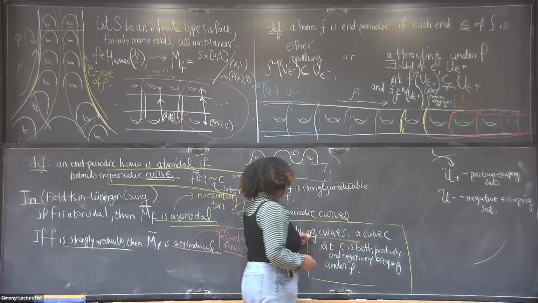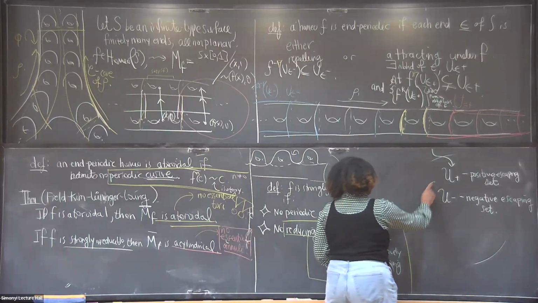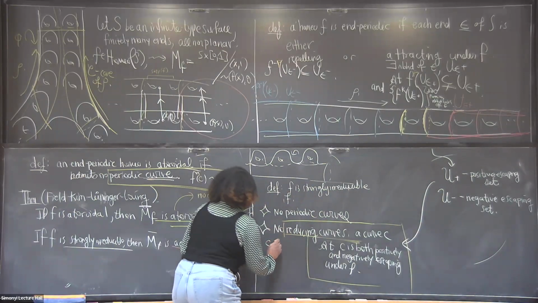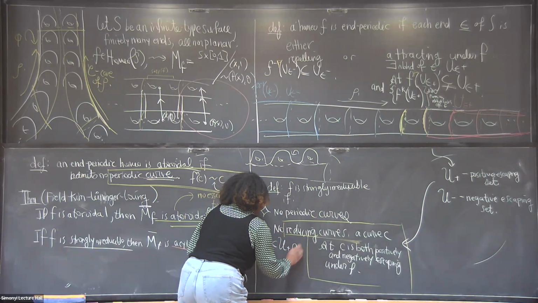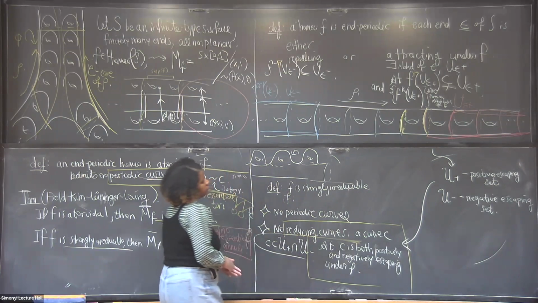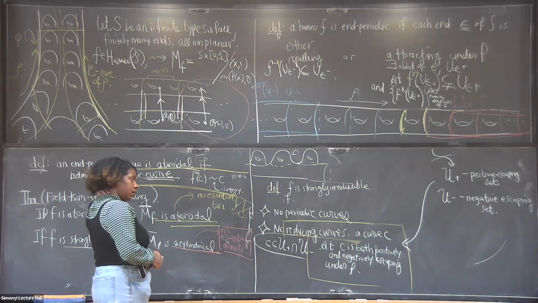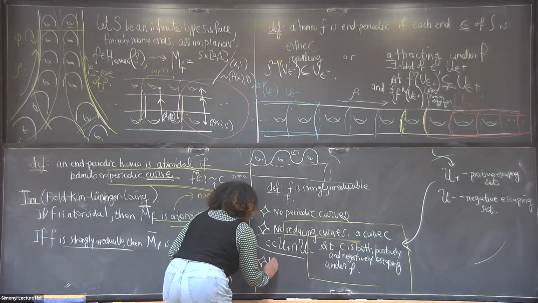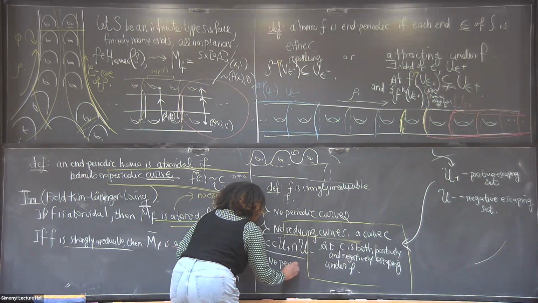So a reducing curve, with this definition, would be a curve C which is isotopic into U plus intersect U minus. That's another way to define this. That's something I don't want, because that would give me an annulus. And then the last thing I don't want is a periodic arc. No periodic arc.